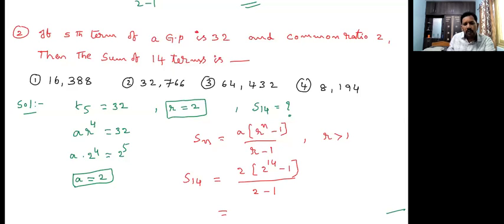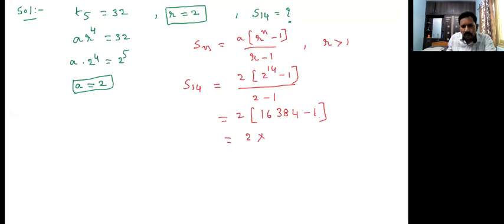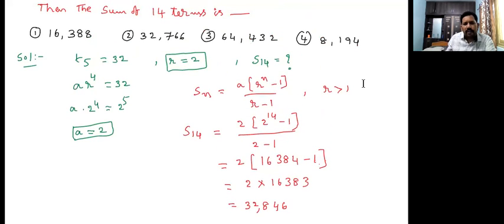That is equal to 2 into 2 power 14. Please calculate this. 2 into 16384. Now what we get? 2 3s are 6, 2 8s are 24, 2 3s are 6, 8, and this is 2 16s are 32. 32,768. So which option is correct? Second option is correct.